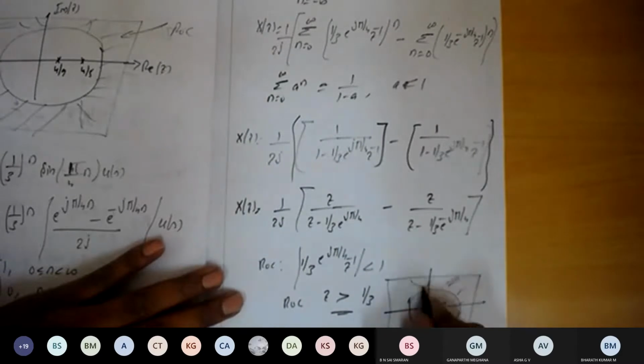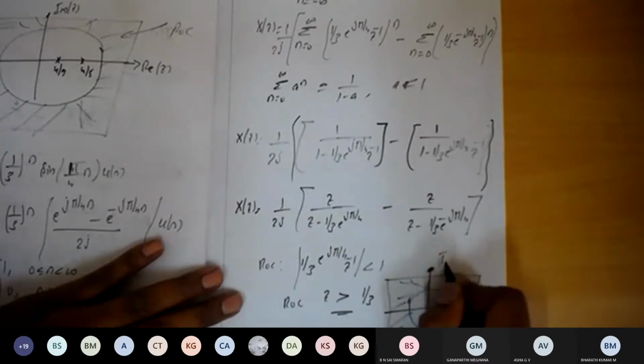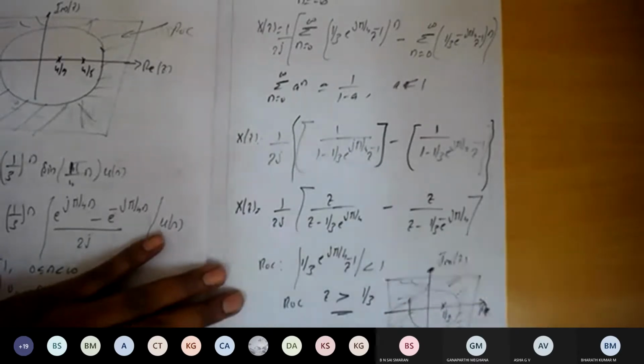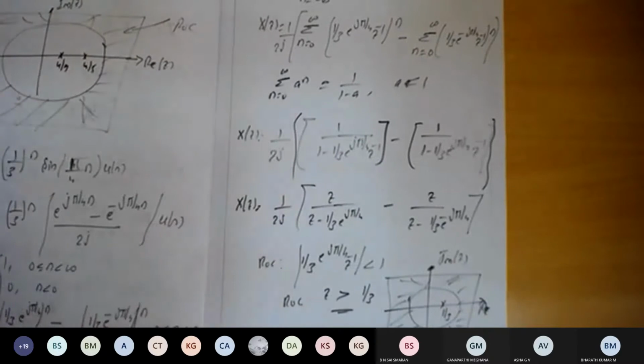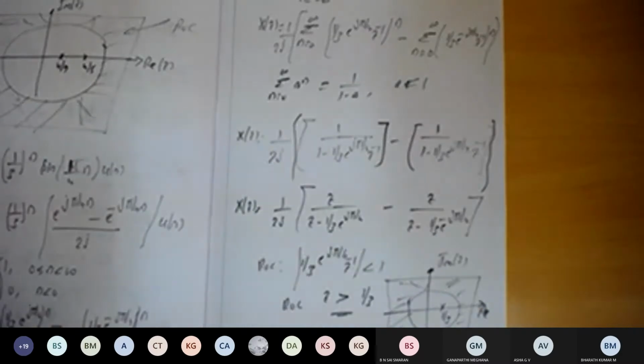This is the ROC, we can plot it here. This is the real part of Z, and this is the imaginary part of Z. So this is the Z transform of the sine function. Done. Any doubts in this one?